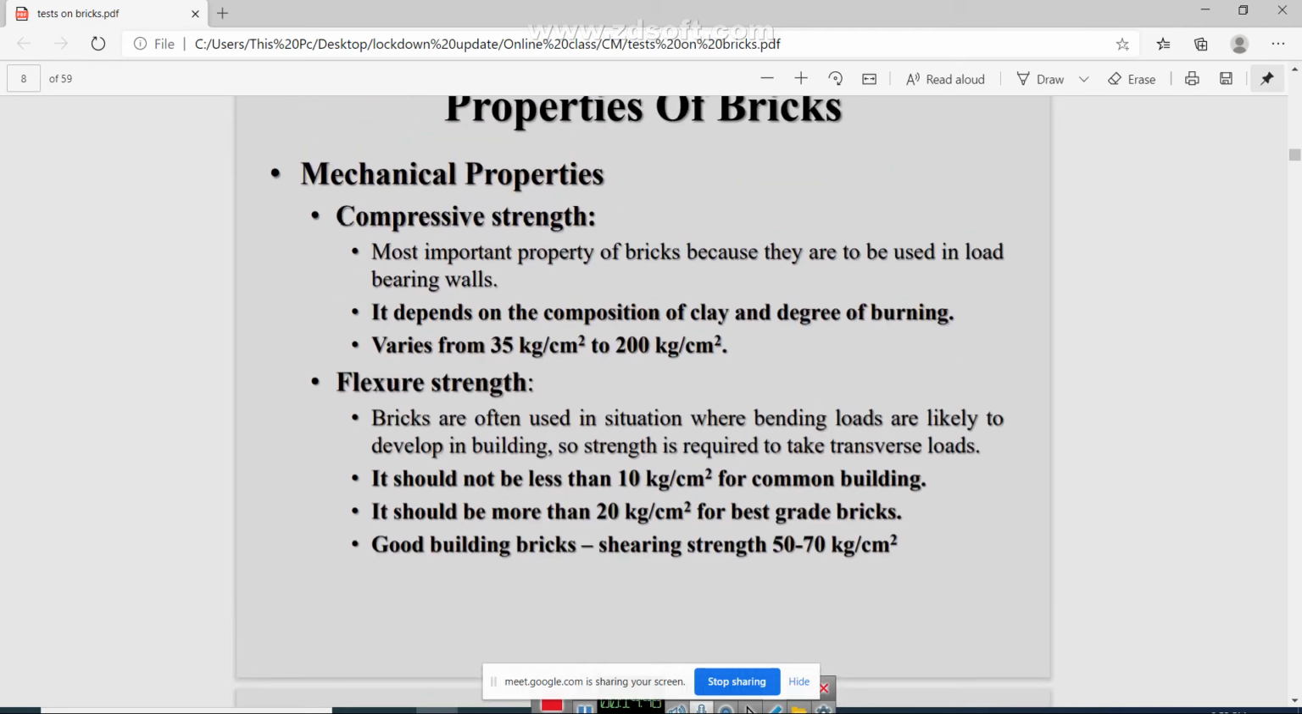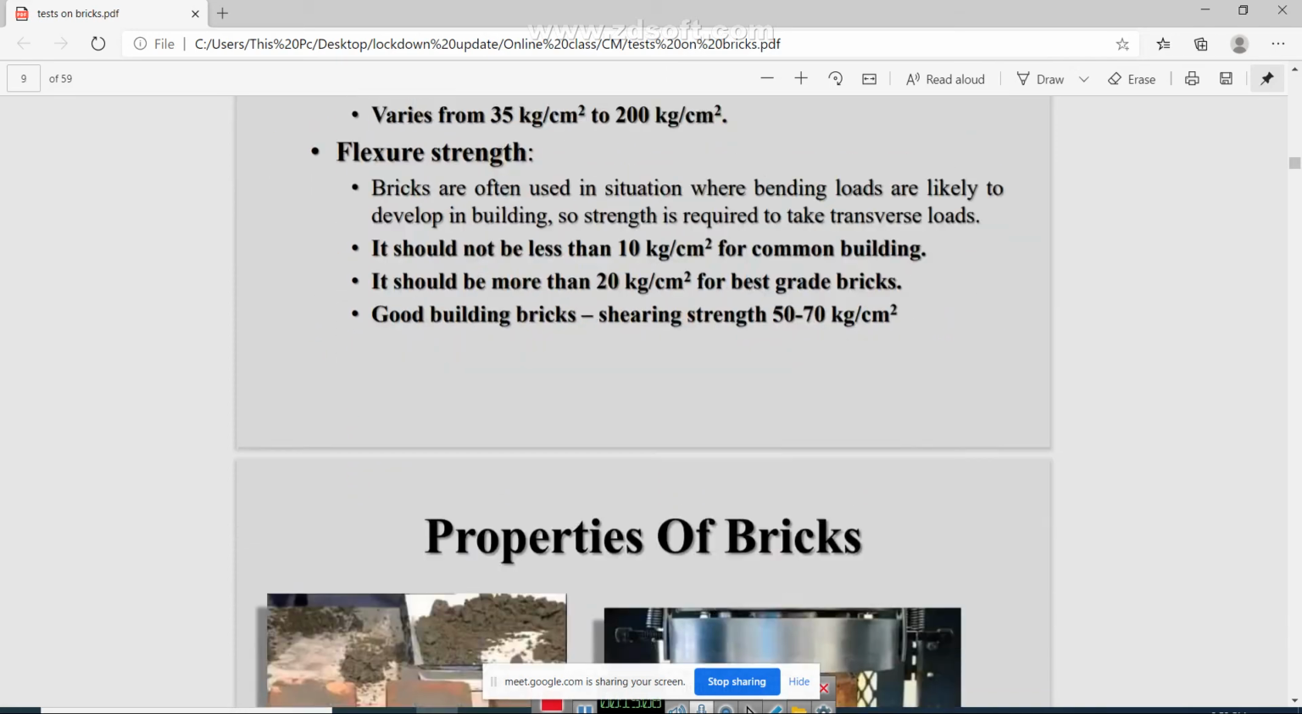You know what is the difference between compressive strength and flexure strength? Anyway, you have one subject, strength of materials. Ankush sir will be explaining more about all these different kinds of load. I am not going to explain in detail now. If you have any doubt, you can post it as a comment and I'll try to explain. But don't worry, all such things will be covered in your SOM, strength of materials.